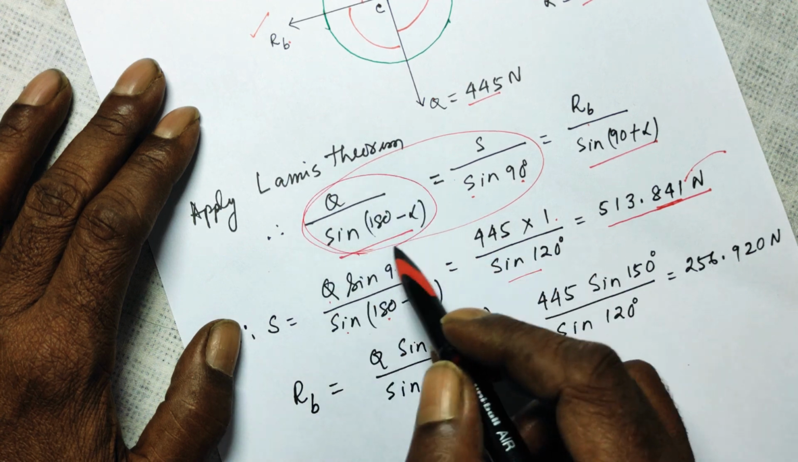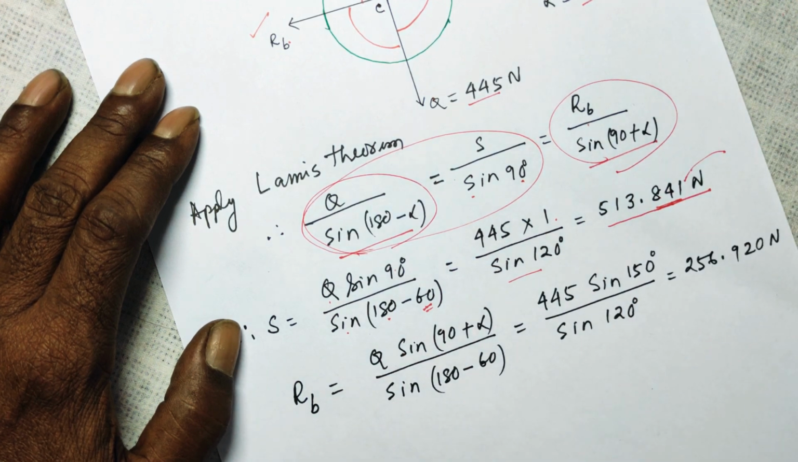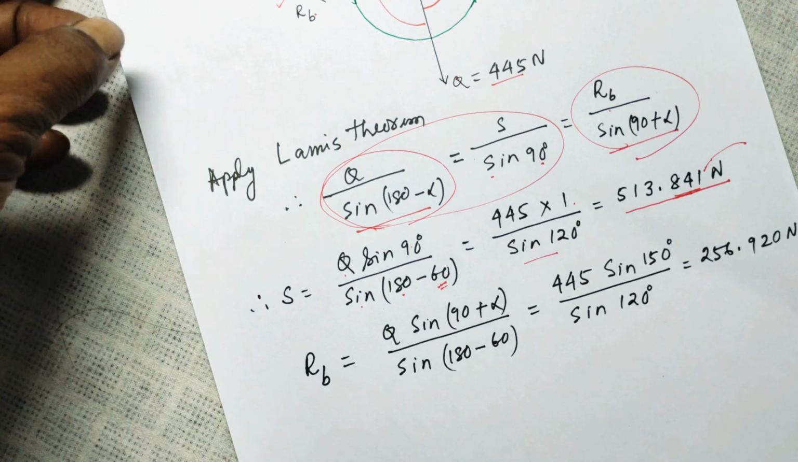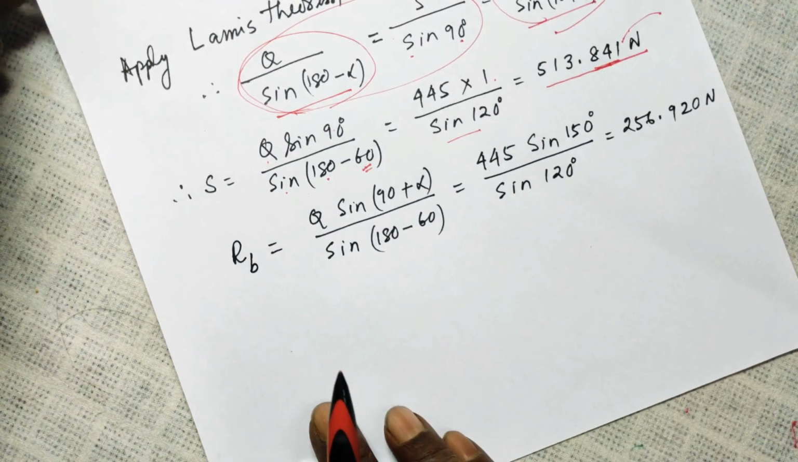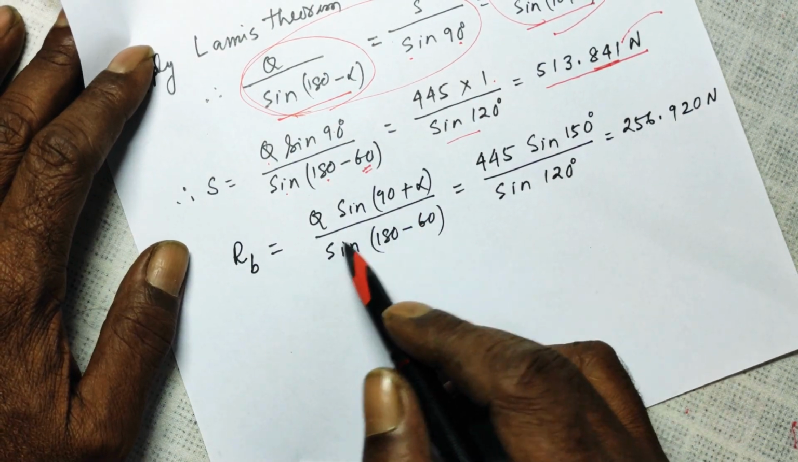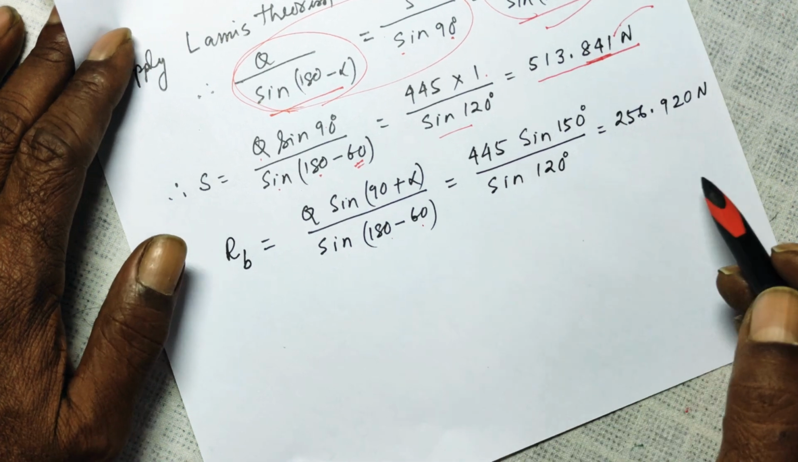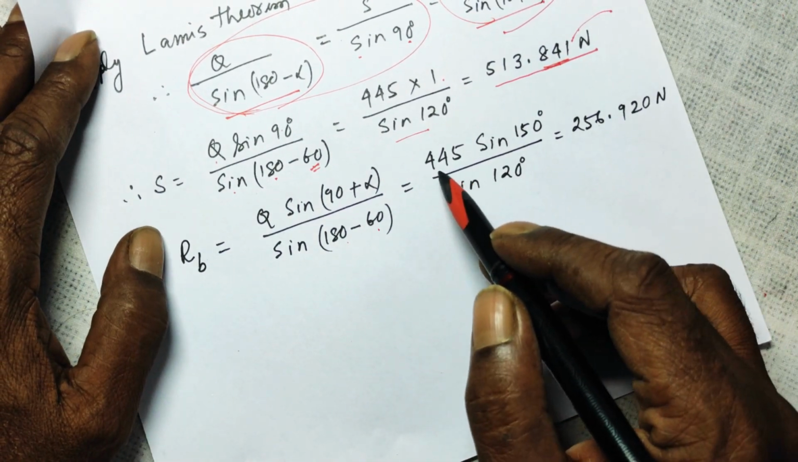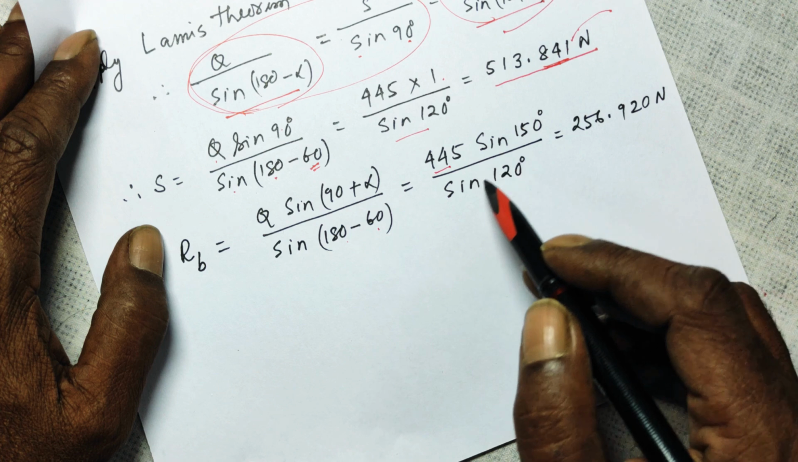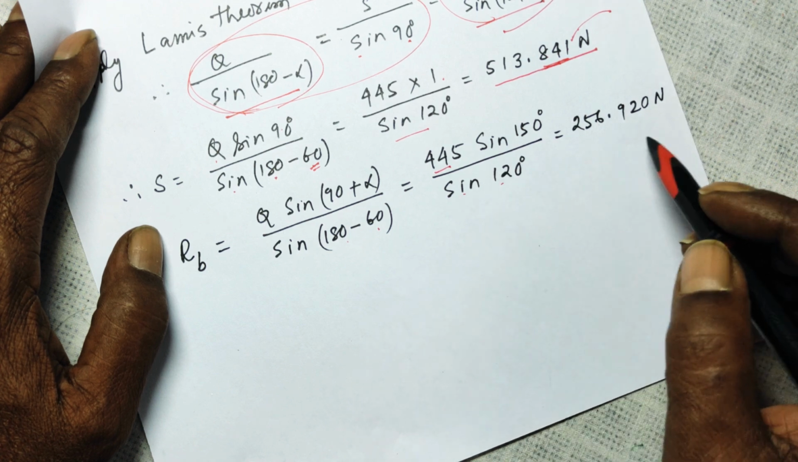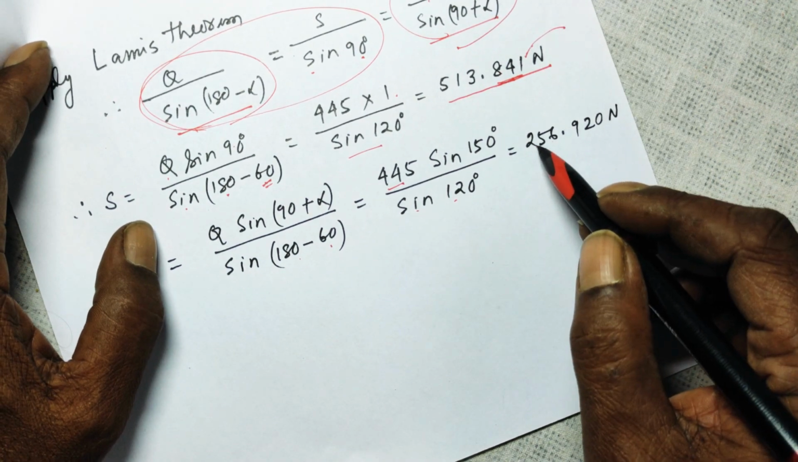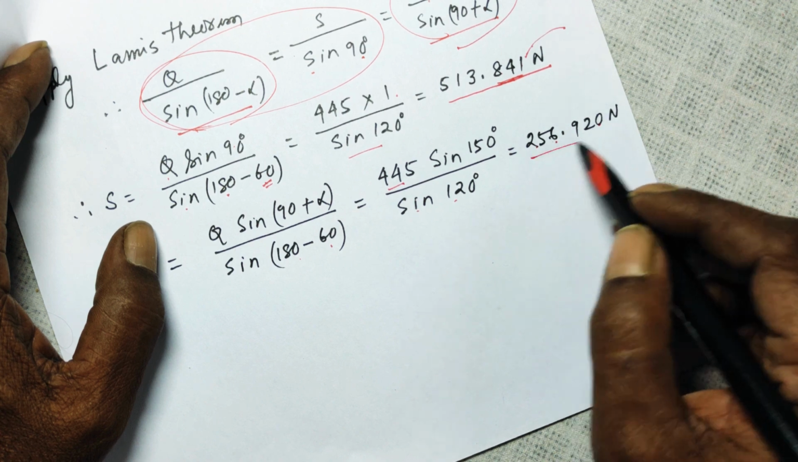So if you consider this equal to this and cross multiply, you get RB is equal to Q sine of 90 plus alpha over sine of 180 minus 60. That is, put the value of Q and sine 150 divided by sine 120. This comes out to be 256.920 Newton.